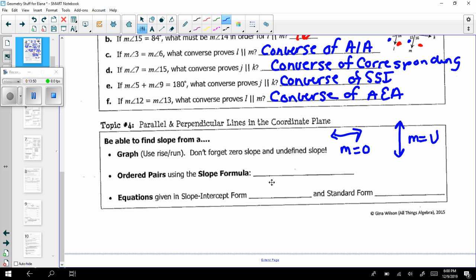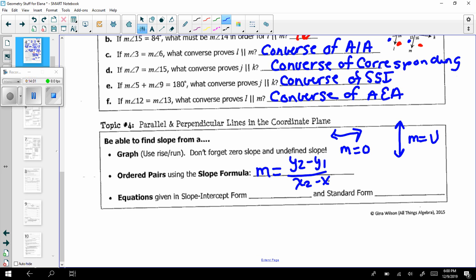Now, the ordered pair slope formula is the difference in the y values divided by the difference in the x values. And then we have slope-intercept form, which is y equals mx plus b. Remember, m is always represented by the slope. And standard form, which is ax plus by equals c. Okay? Now moving on.